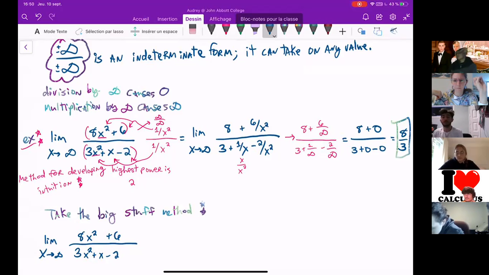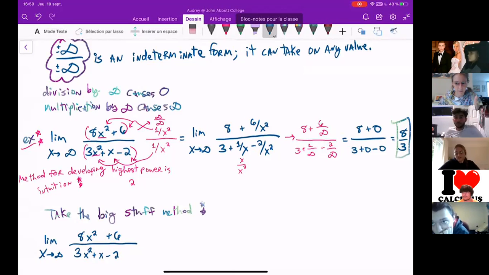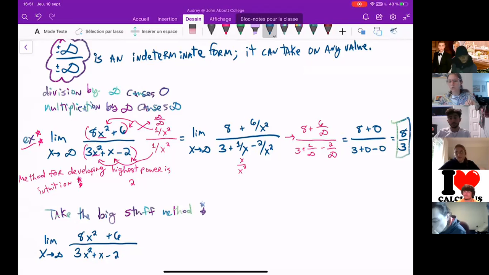Let me ask again. So stay with me, guys. What is the value of 8x squared if x is infinite? It's just infinity, right? So if x is infinite, 8x squared is also infinite. 8x squared is super, super extra giant.